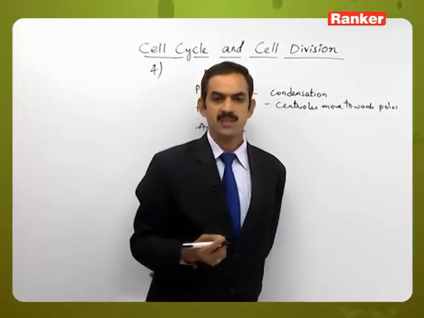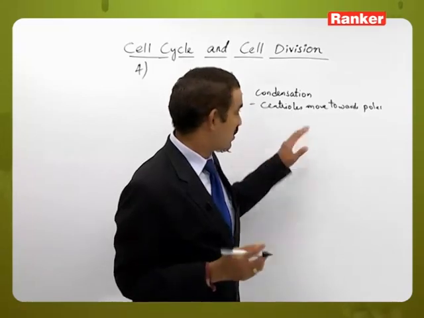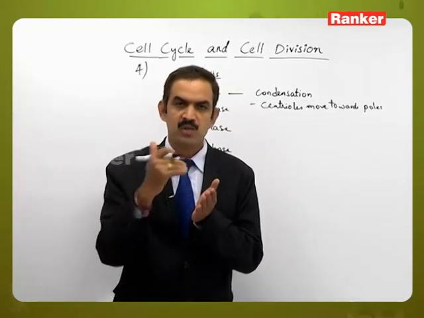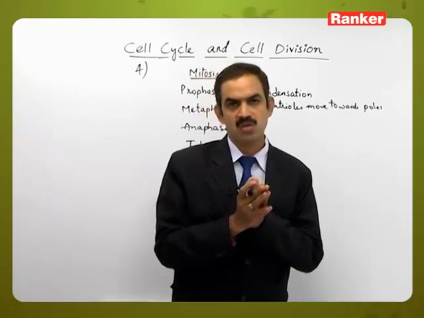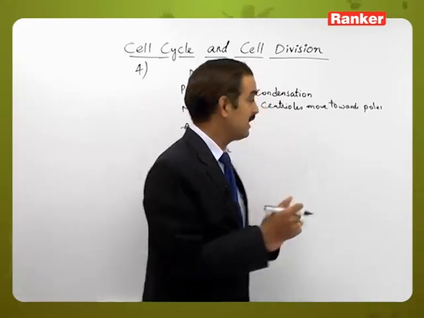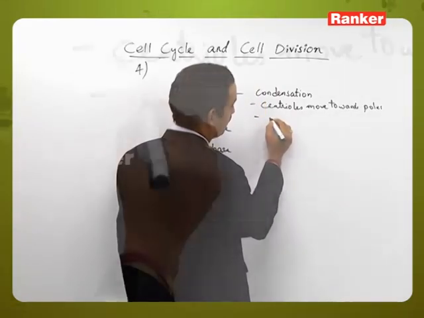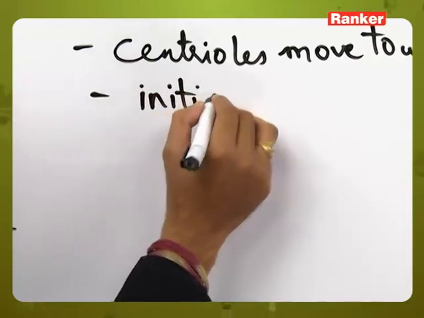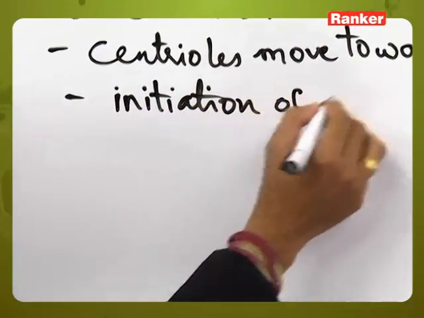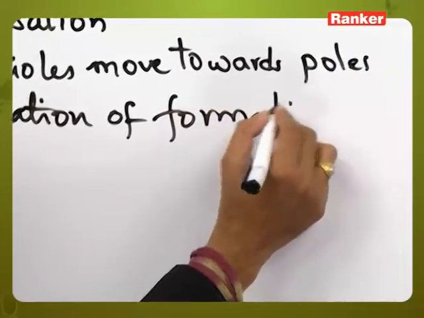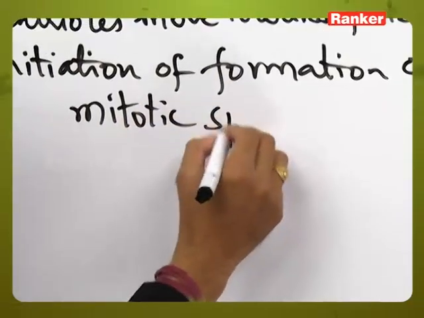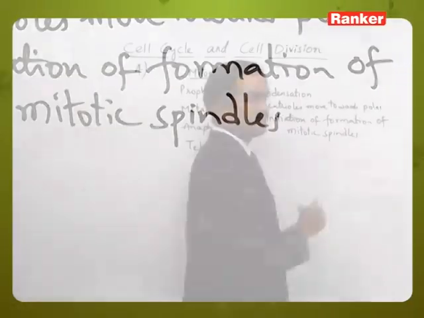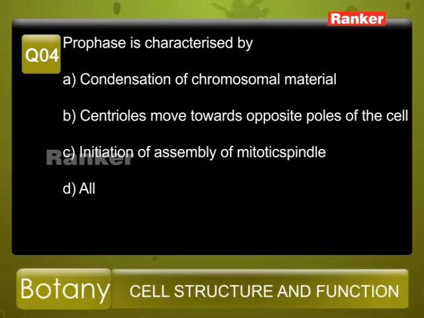During this prophase, when the centrioles move towards opposite poles, they will assemble into a spindle-like structure, leading to the initiation of the formation of the mitotic spindle. So all these changes are taking place during the prophase. So from the given options, option D is the correct answer.